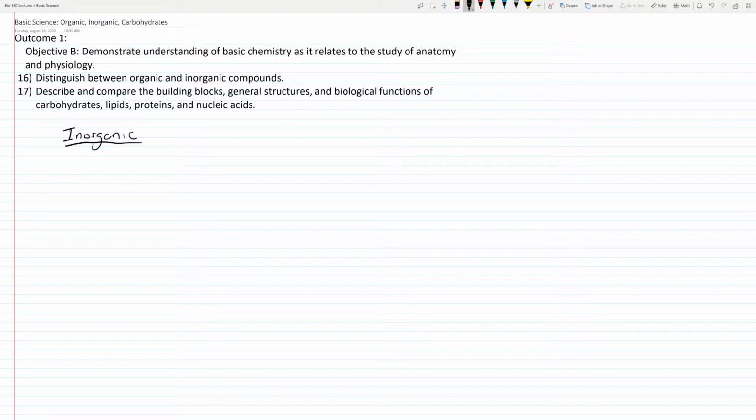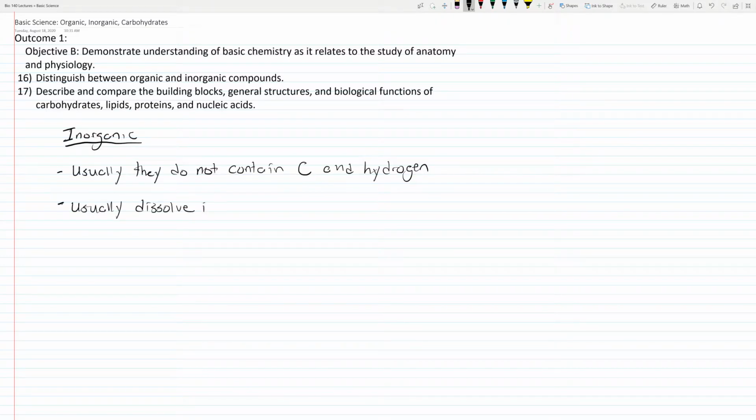Inorganic compounds are molecules that typically, usually, do not contain carbon and hydrogen together. They typically dissolve in water, and they will dissociate. When they do this, they're going to form ions, and they are typically the electrolytes.